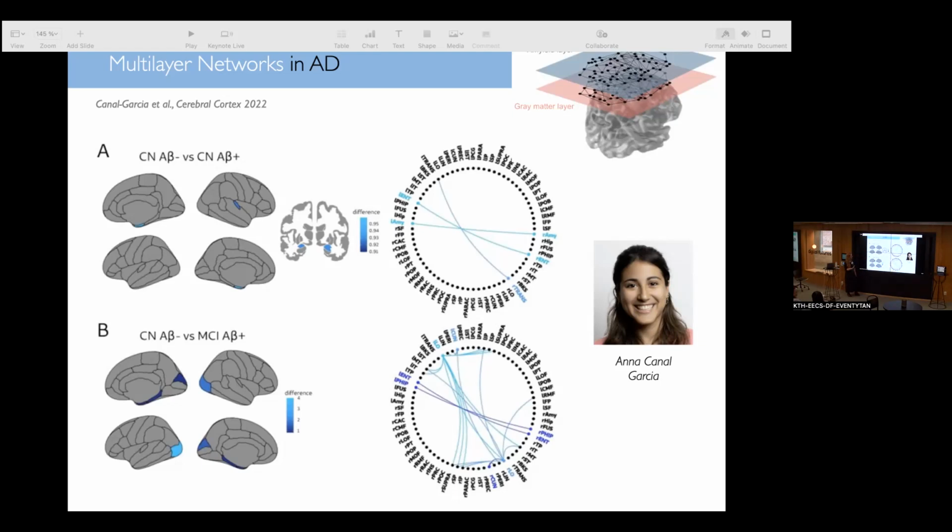And when we assessed the overlapping connections between the two layers, we found that there are already changes in the earliest stages of Alzheimer's disease, so cognitively normal subjects with signs of AD pathology, in regions that are very important for the early stages of this disorder, because they are actually important for memory functions. And again, when Anna went to the next stage, so people with cognitive impairment and amyloid pathology, she found changes in the same brain areas, which extended to additional temporal and occipital regions.